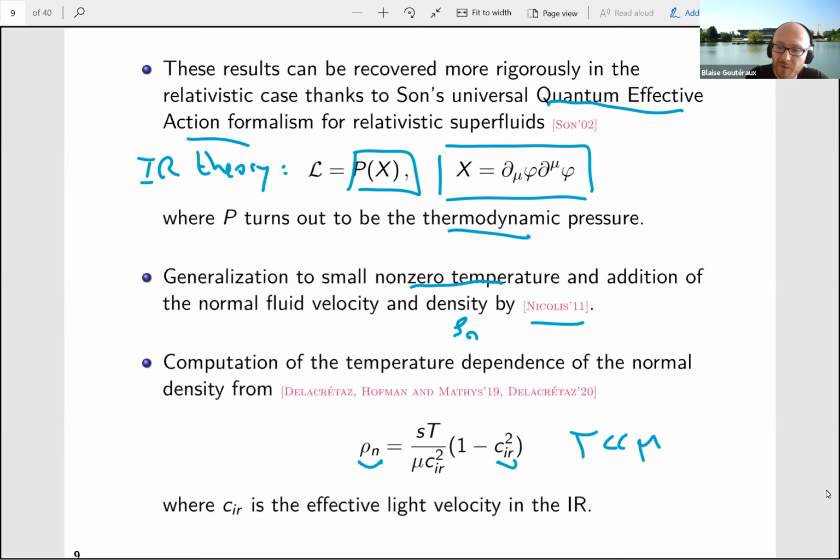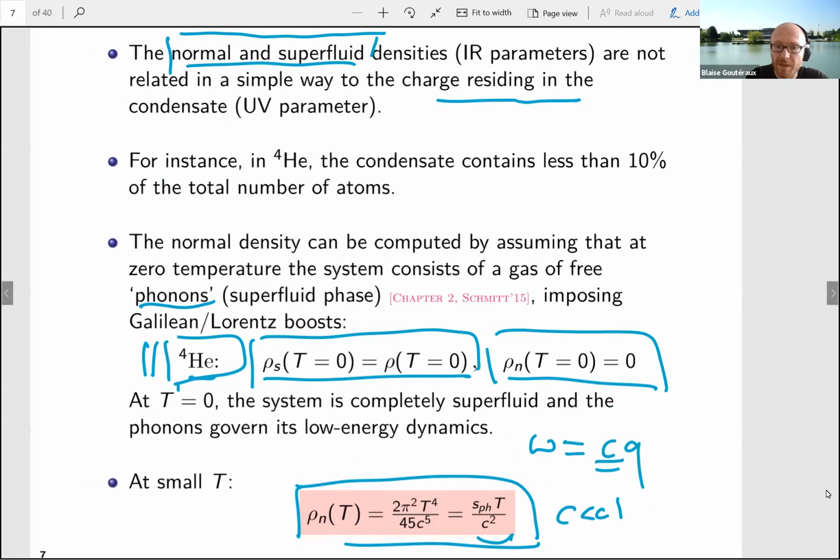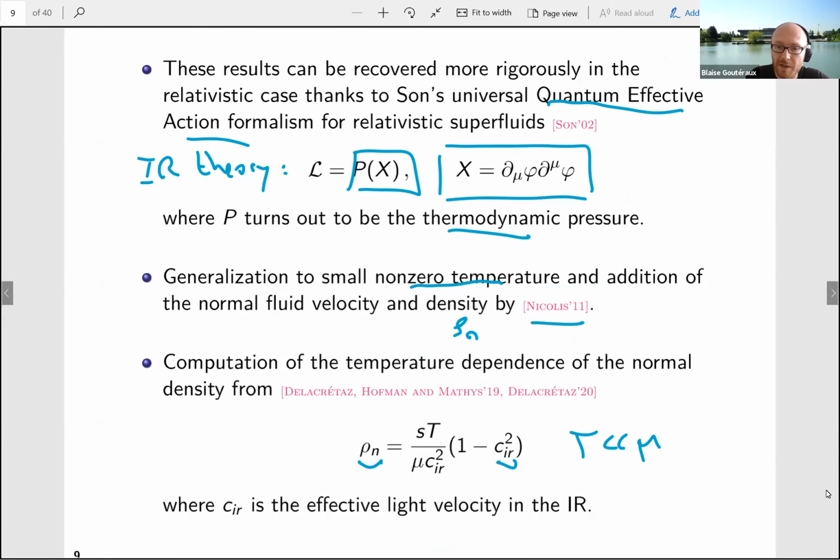So this is compatible with the previous expression that I was showing you here. So this expression, if you take the non-relativistic limit, then c_IR is very small. You're only left with this factor. Then you arrange the factors of mu, etc., in the right way, and you recover the same thing. So it's a very nice cross-check of this earlier literature. So what this teaches us is that the normal density in superfluids that are described by some IR fixed point, which is just a free gas of superfluid phonons, vanishes like the entropy times temperature in a very specific way.